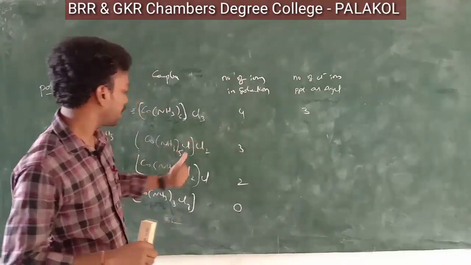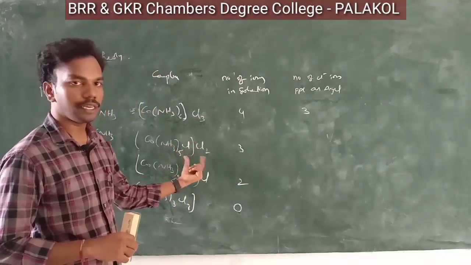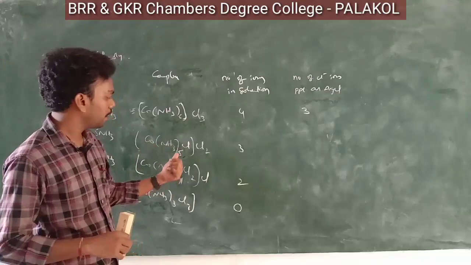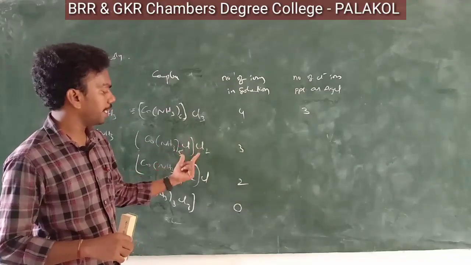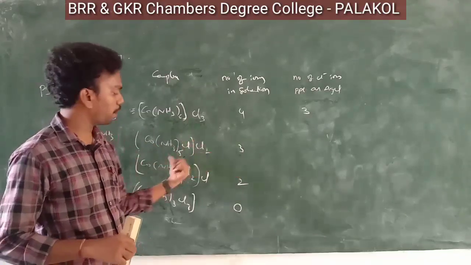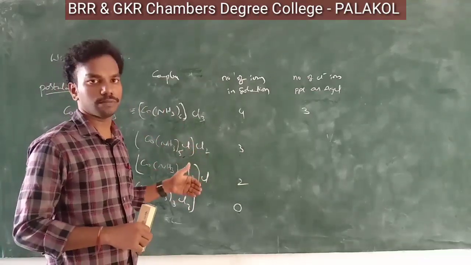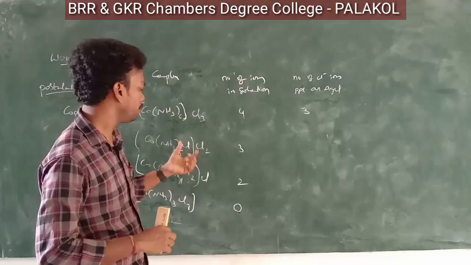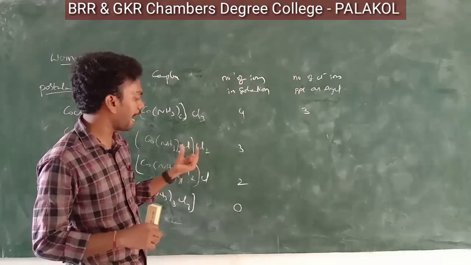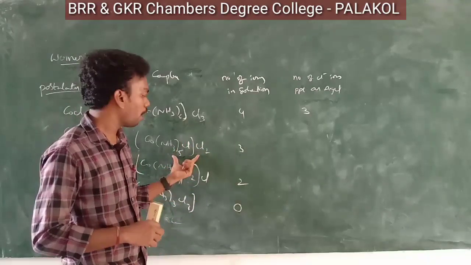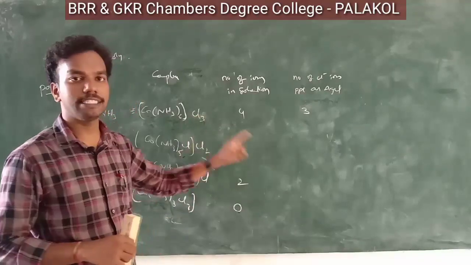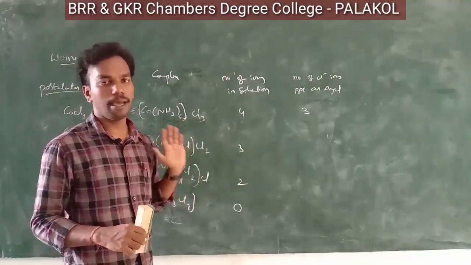Now coming to the second one. This complex will dissociate as [Co(NH3)5Cl]2+ and 2 Cl minus. The total number of ions is 3, 1 plus 2, 3. Now adding AgNO3 solution containing Ag plus ions to this complex solution, how many chloride ions react with Ag plus ions and form AgCl precipitate?